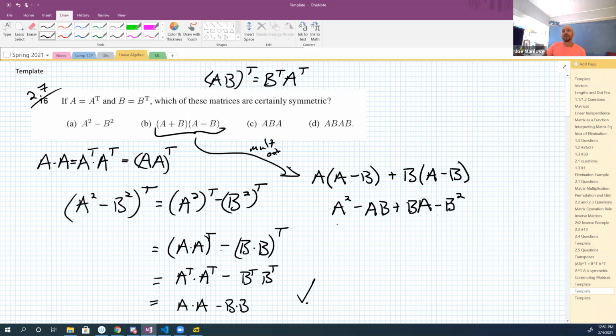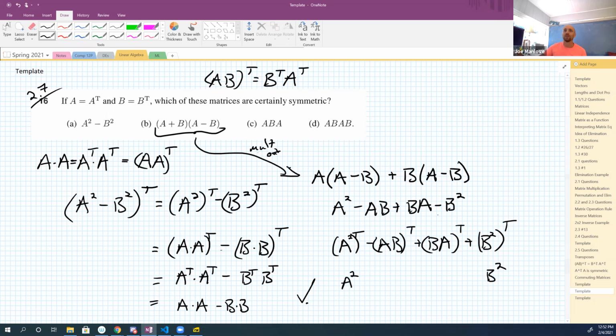Okay, so if I think about transposing this whole thing, I'd get A squared transpose minus AB transpose plus BA transpose plus B squared transpose. And the A and the B ones I already dealt with, right? Those are just A squared and B squared. Oops, and I don't know why that turned into a plus.